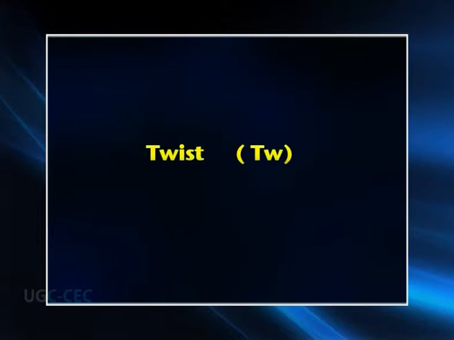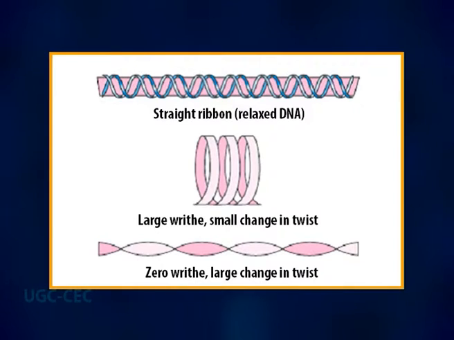Linking number can be broken down into two structural components, which are twist, Tw, and writhe, Wr. These are more difficult to describe than linking number, but writhe may be thought of as a measure of the coiling of the helix axis, and twist as determining the local twisting or spatial relationship of neighboring base pairs.